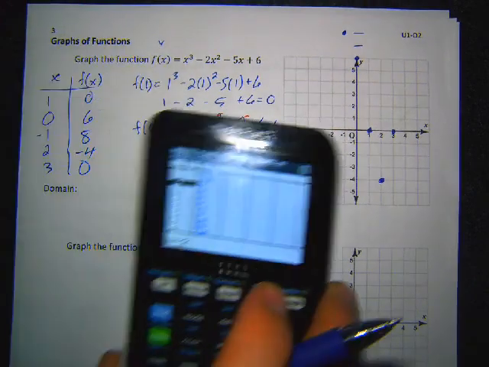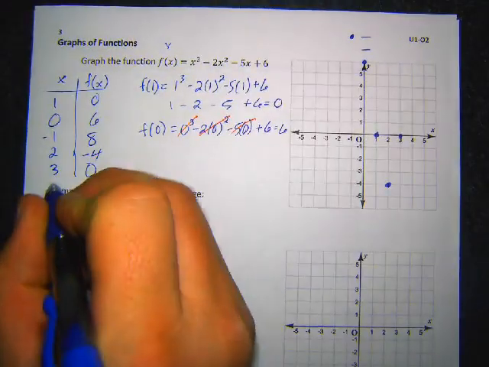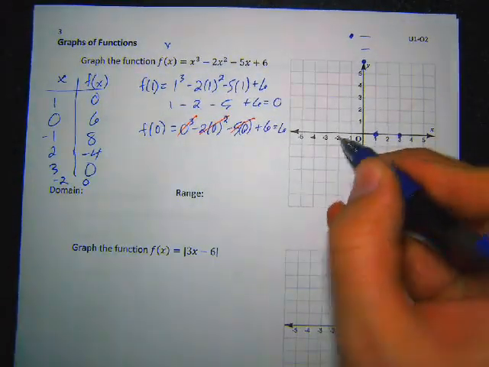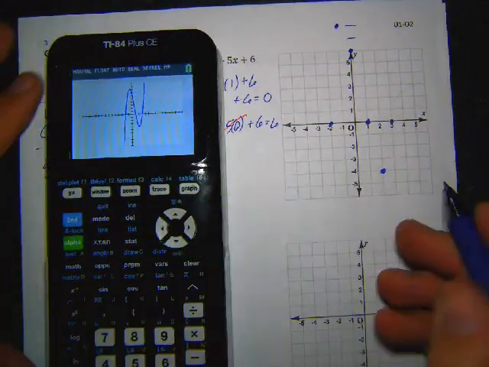Oh, looking back, notice that -2 is 0. That's probably another important point to find there. So I'm going to put -2 and 0. So -2 actually hits 0 right here. And then, when I graph this, I can kind of look and see. I should be getting a picture like this.